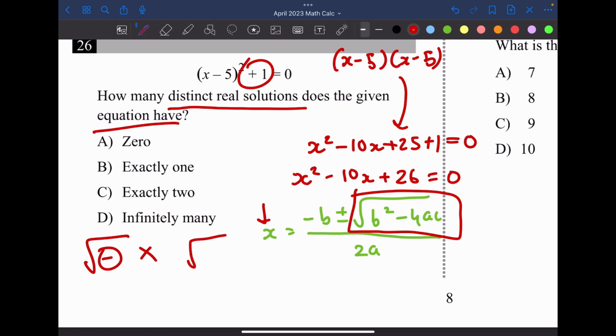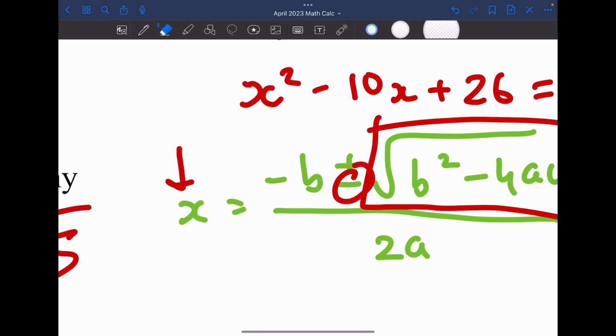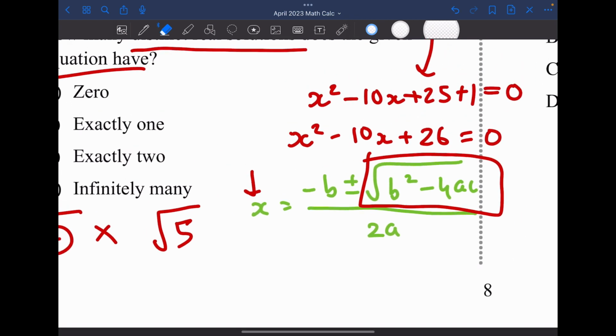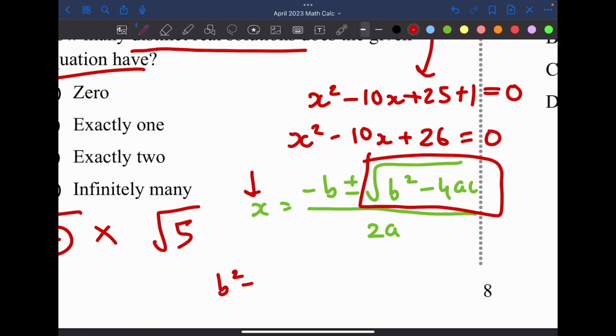If you have the square root of 0, that means you're going to have one solution, because no matter if you add it or subtract it, it's a 0, so it does nothing to the equation. And then if you have, let's say, the square root of a positive number, like 5, that means you're going to get one solution when you add it, and another solution when you subtract it. Okay, so this is what we're looking for, whether the square root is going to be a negative, a positive, or a 0 on the inside of it. Okay, so what is b squared minus 4ac?